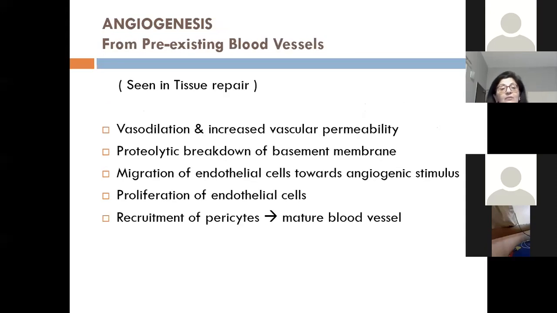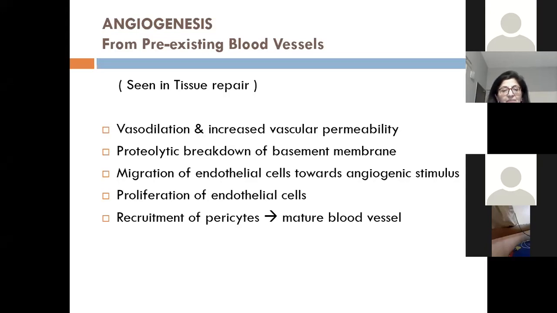The other type of angiogenesis, which is from pre-existing blood vessels, is mostly seen in the tissue repair process. What happens is the blood vessels there in the tissue where repair is taking place have vasodilation and increased vascular permeability, and then they break down the basement membrane. There is proteolytic breakdown of the basement membrane and migration of endothelial cells towards the angiogenic stimulus. So there is breakdown of the basement membrane and the sprouting of the endothelial cells towards the angiogenic stimulus.